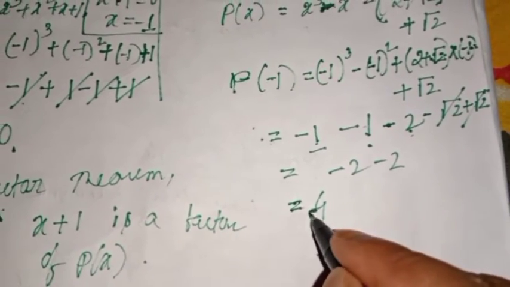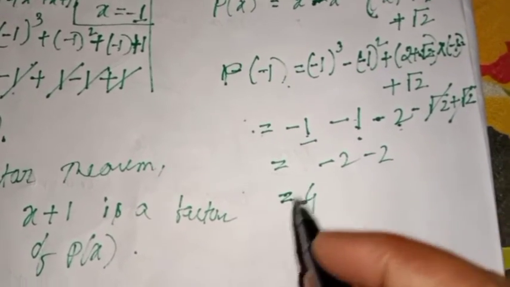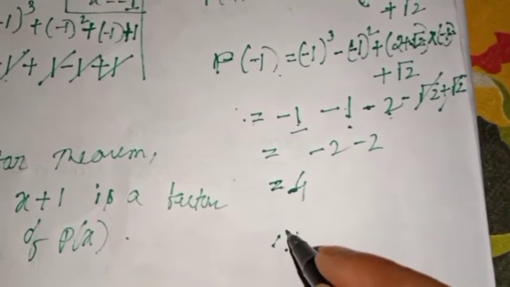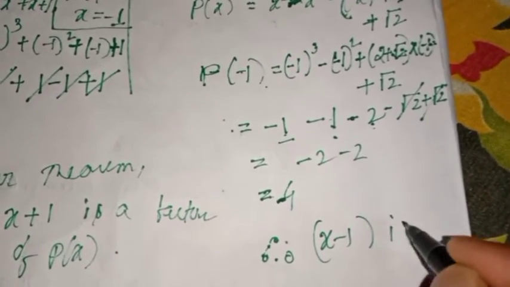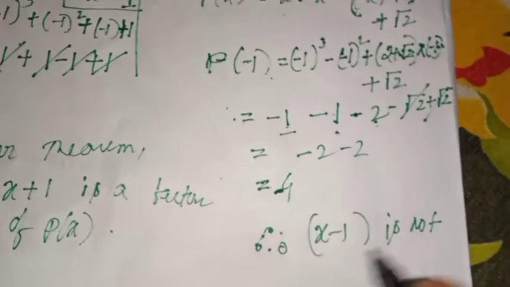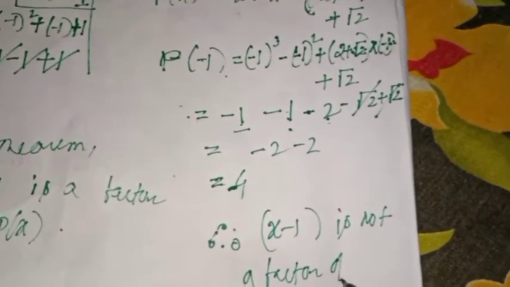As you are getting the final result minus 4, that means what? The remainder is not 0. Means P(minus 1) is not equal to 0. So therefore, x plus 1 is not a factor of P(x). All of you understood?